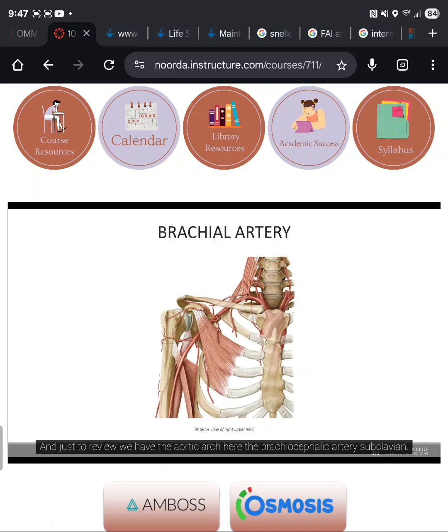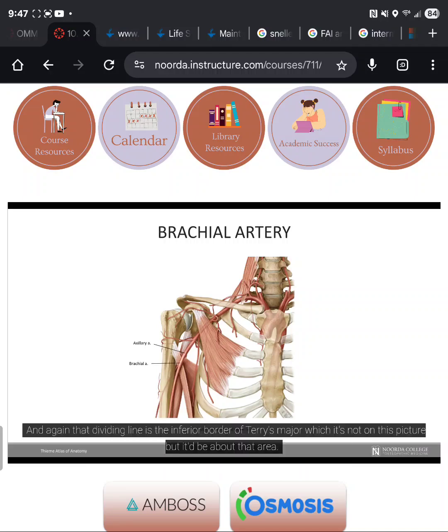And just to review, we have the aortic arch here, the brachiocephalic artery, subclavian, once we cross that rib, axillary, and then once axillary right here, maybe we'll throw out a label axillary. That now about here, it looks like it's more in the arm than in the axilla or the armpit. So we're gonna call that the brachial artery here. And again, that dividing line is the inferior border of teres major, which it's not on this picture, but it'd be about that area.